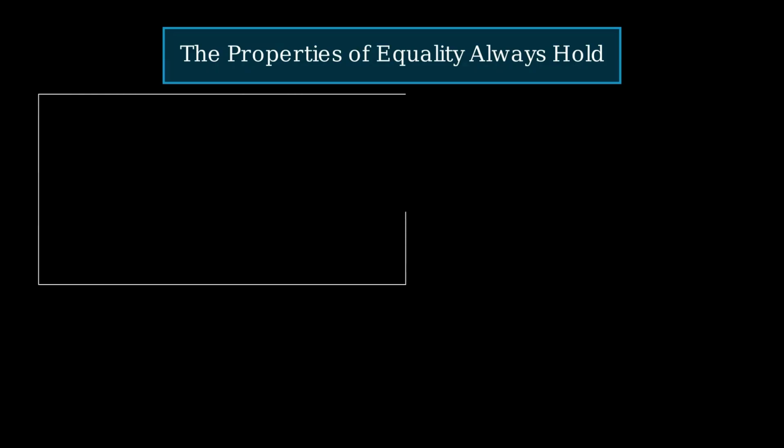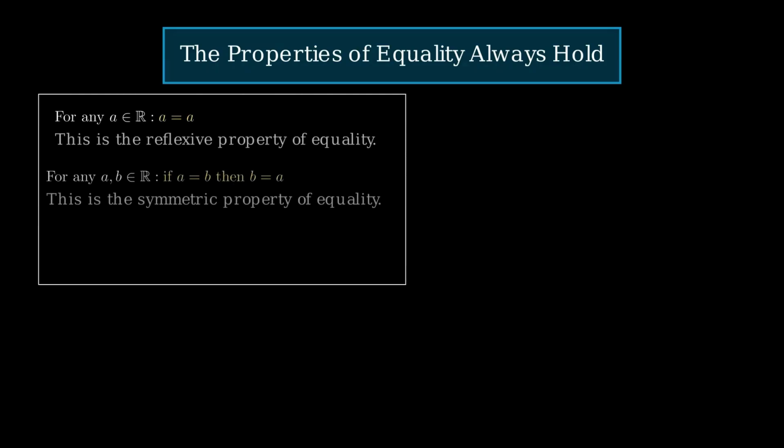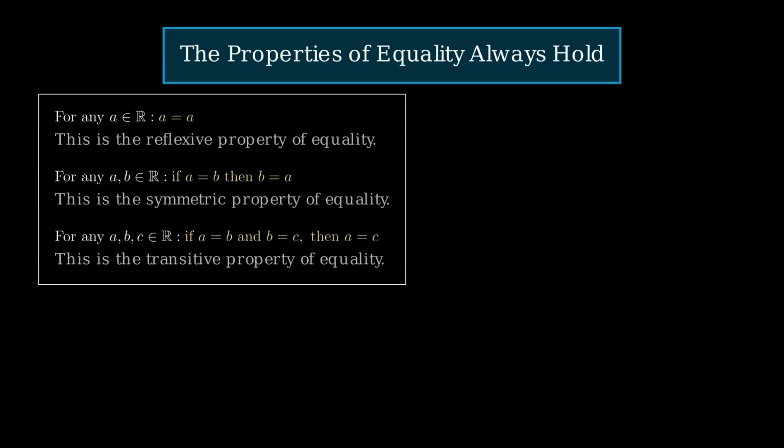Next, let's explore the properties of equality that always hold true for any real numbers A, B, and C. First, we have the reflexive property, which states that A equals A. Second, the symmetric property means if A equals B, then B equals A. Finally, the transitive property states that if A equals B and B equals C, then A equals C.